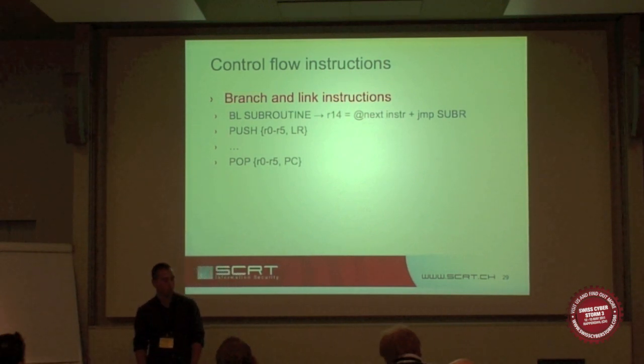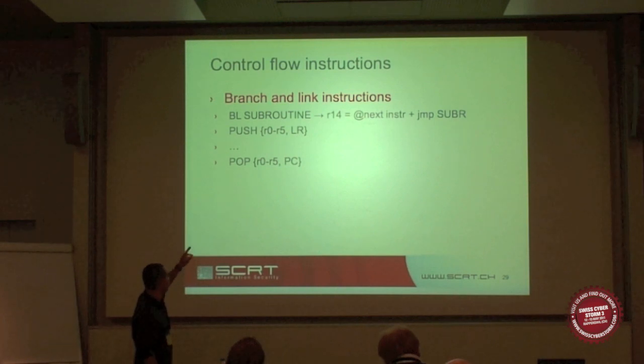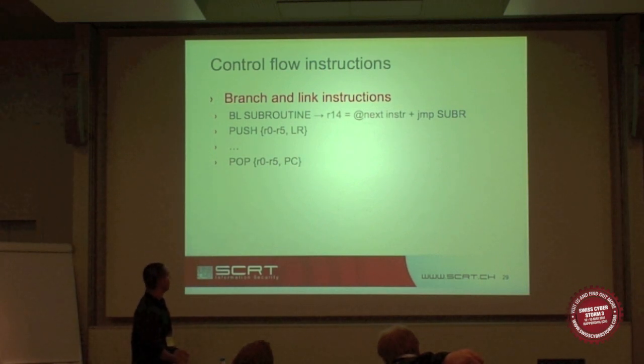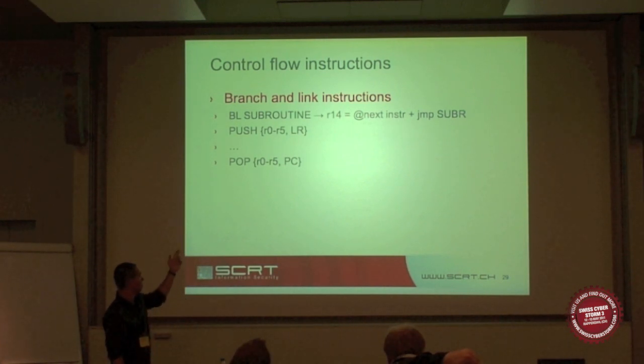You also have the branch and link instruction, which is used in order to call subroutines or method functions. When you are writing something like BL subroutine, it's equal to the following steps. R14, which is the equivalent of EBP, will contain the next instruction address, and then the jump is made to the subroutine. The first thing that we do in the subroutine is to push the registers we are using, and at the end we will pop the registers, and we can also directly access the program counter.